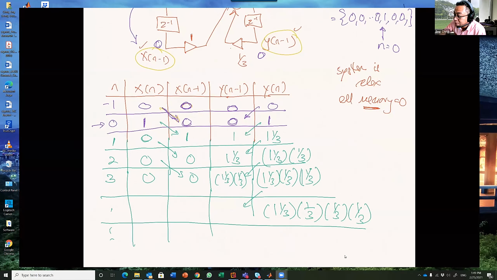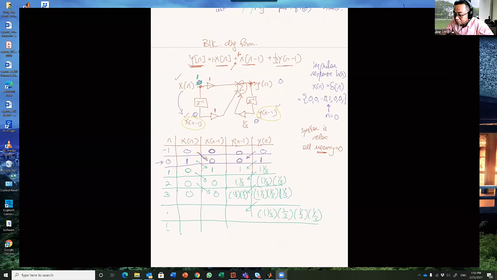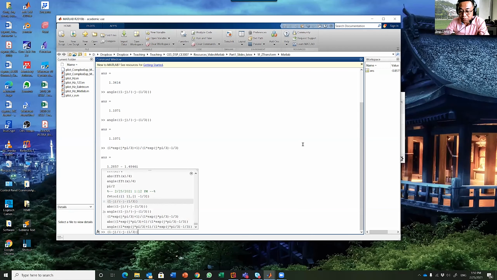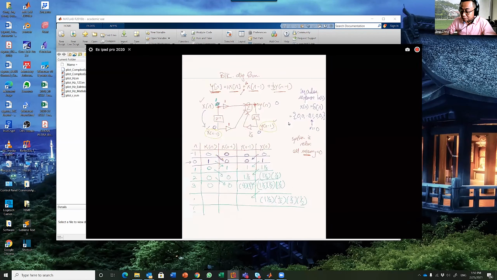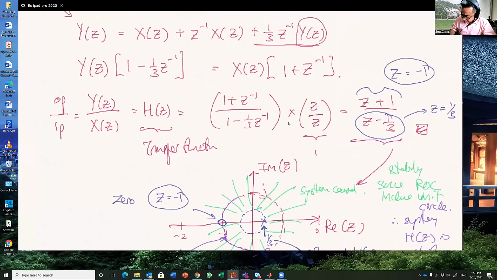I will pause now and take questions. Okay. Resume recording. I'm going to use MATLAB to check, and what I'm going to use is FVTool. Why FVTool, with 1 and 1 minus 1/3? It's because it came from this equation.